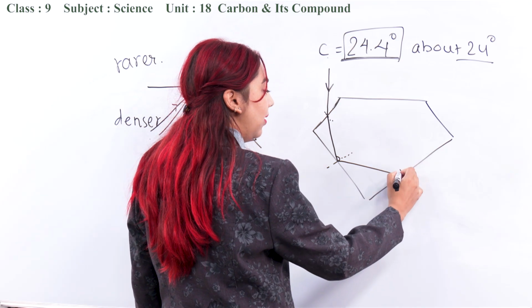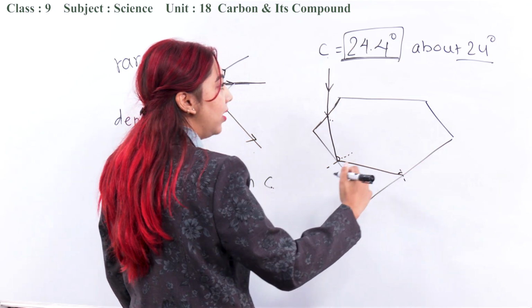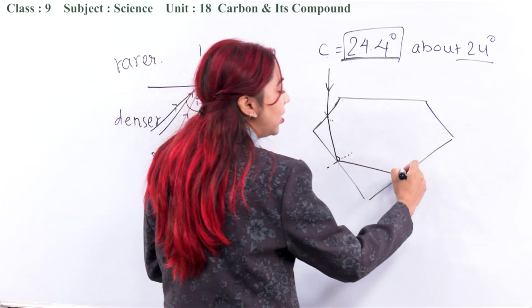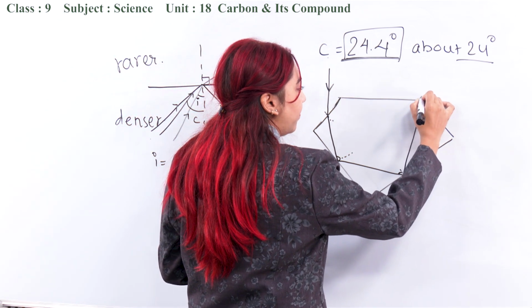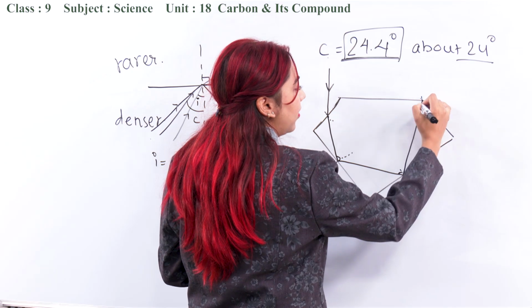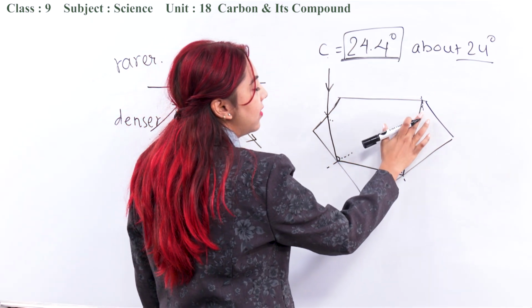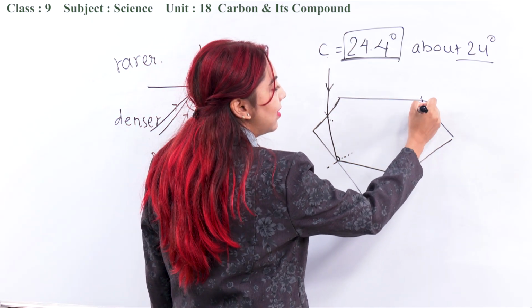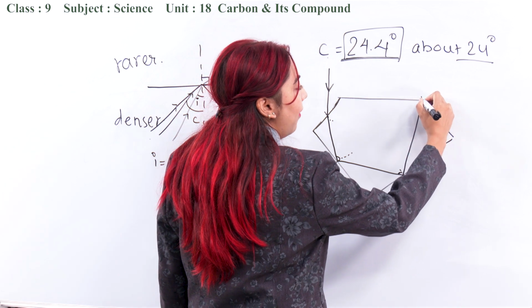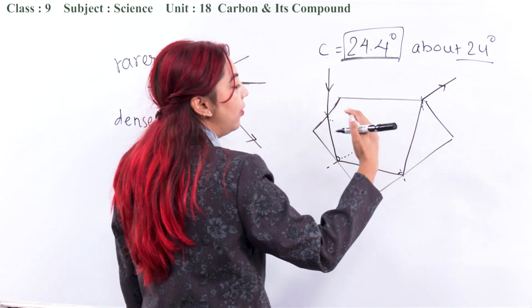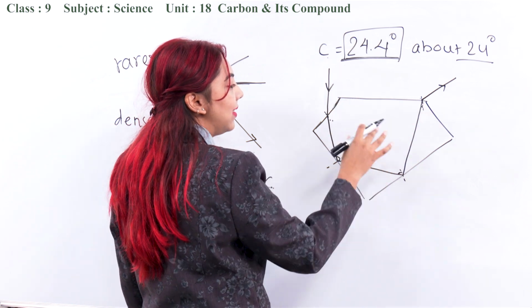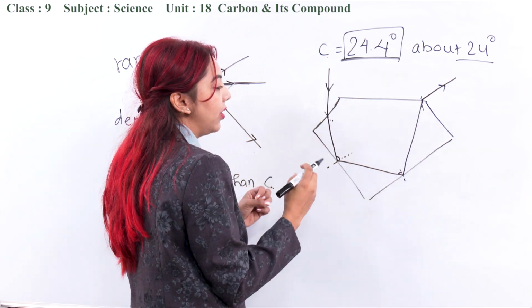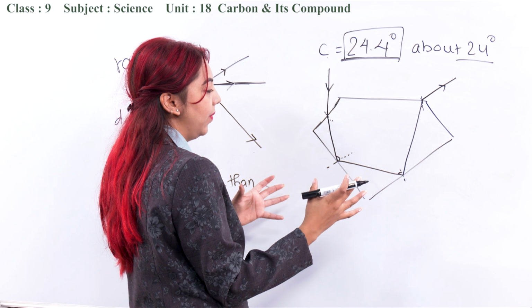Now again, the angle would be greater than the critical angle of diamond, so it again reflects. Now finally, you can see that the angle of incidence is very low, maybe less than 24 degrees. So finally, it will emerge out of the diamond. Due to these multiple reflections of light inside, the diamond appears very shiny in nature.